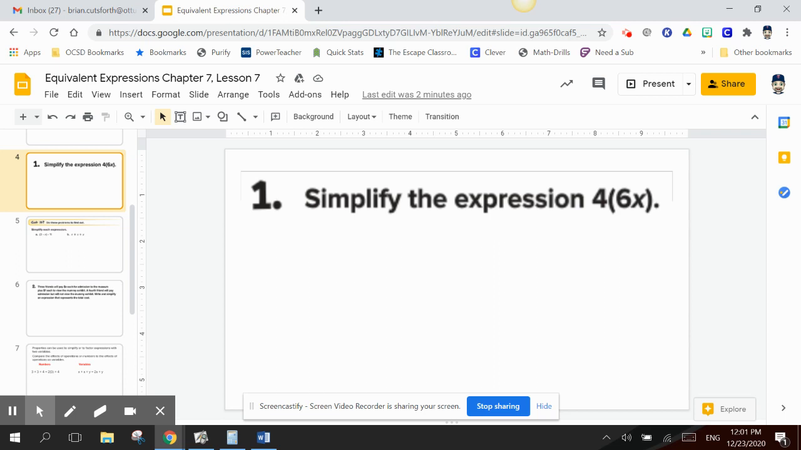To simplify the expression 4 times 6x, we know that anytime we have a number and a parentheses, that means to multiply. So 4 times 6x, since that's one variable, 4 times 6 is 24, and the x comes down with it. It's 24x. It's just not 24, it's just not x. You have to multiply them both.